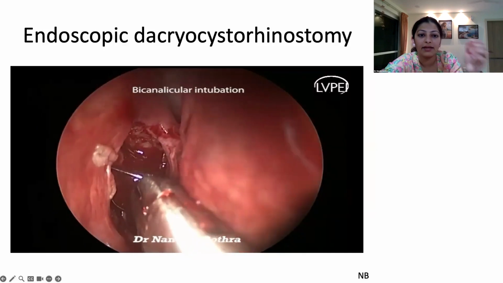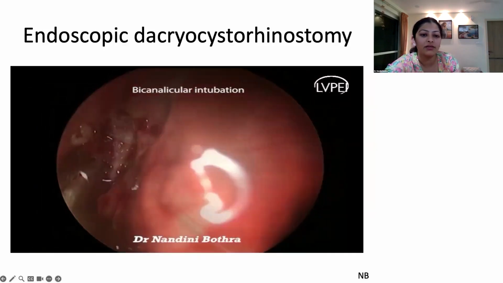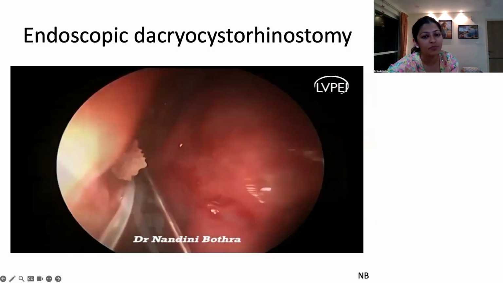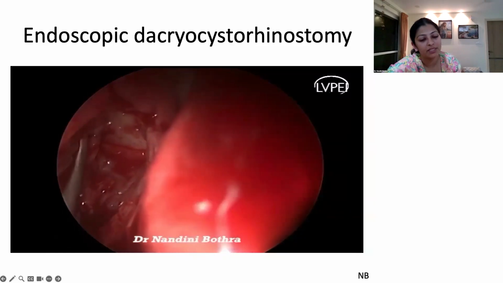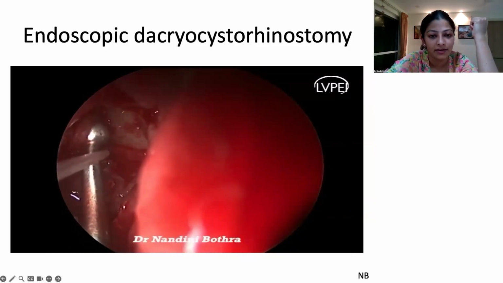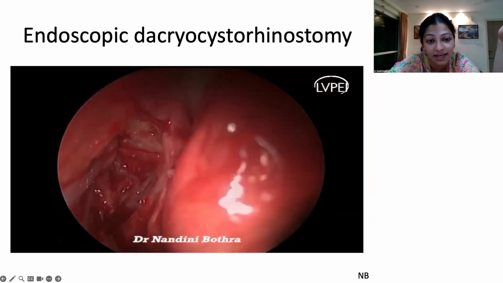Once that is done, a bicanalicular stent intubation is done. Now, in endoscopic surgery, suction is not needed. You can use the alligator to just pull out the probes. Once that is done, the flaps are put in position. So there we suture the flaps in external DCR. Here we cannot suture the flap. It is very difficult to suture inside the nasal cavity.